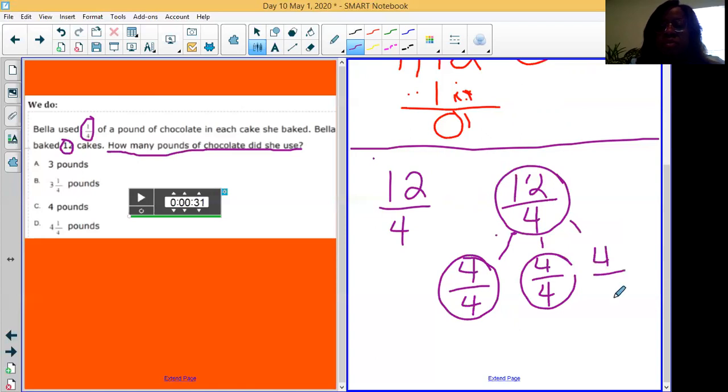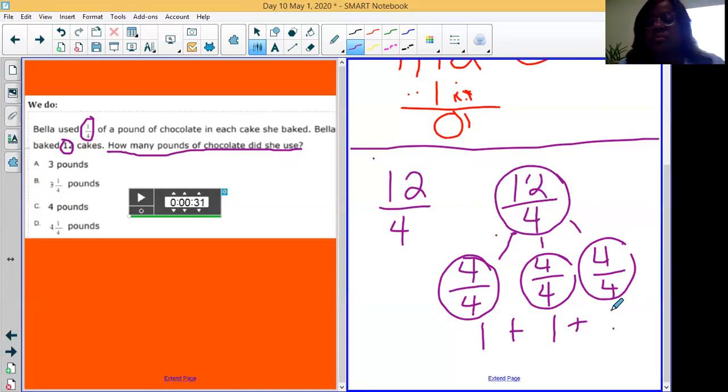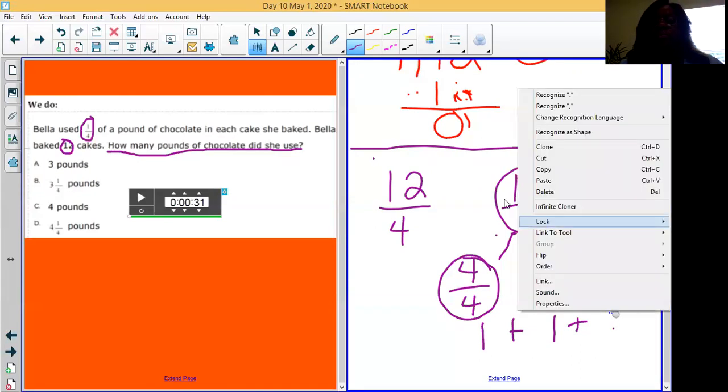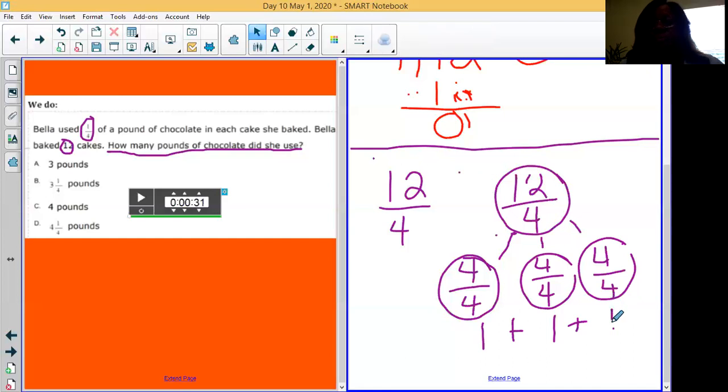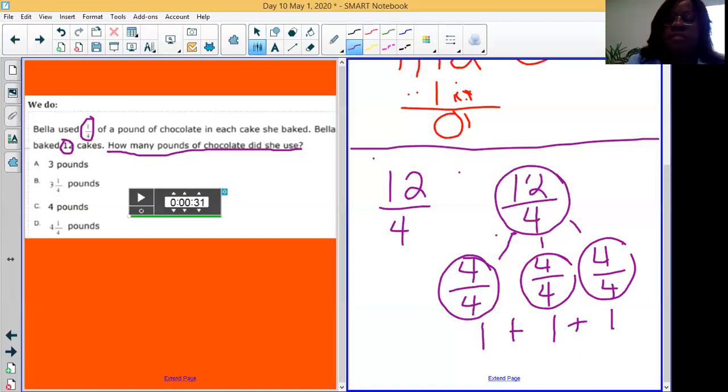And do another 4 fourths. And remember, your denominator has to be 4. So that's 4 fourths plus 4 fourths plus 4 fourths gives us 12 fourths. Well, I know 4 over 4 is 1 whole. 4 over 4 is 1 whole. 4 over 4 is 1 whole. Okay, and 1 plus 1 plus 1 equals 3. So again, I get 3 wholes as my answer. So my answer would be A.